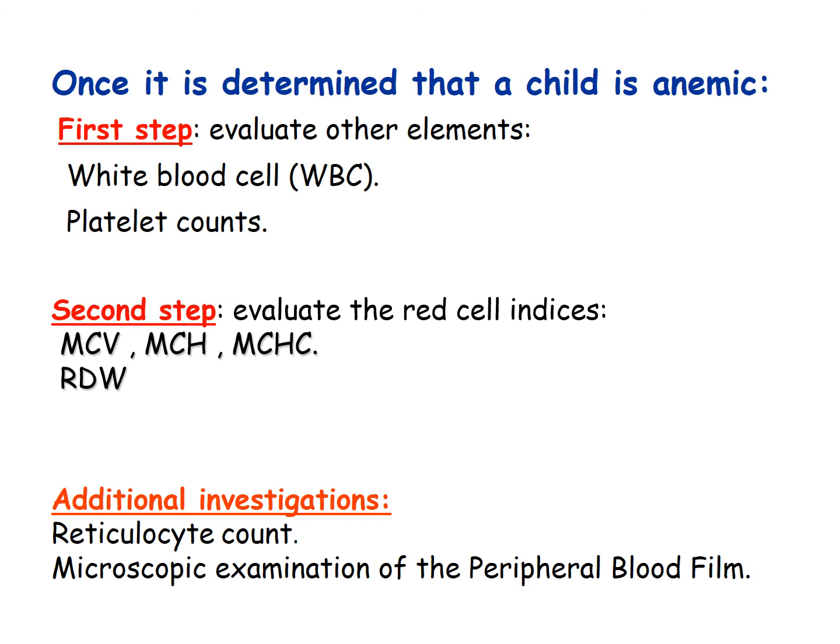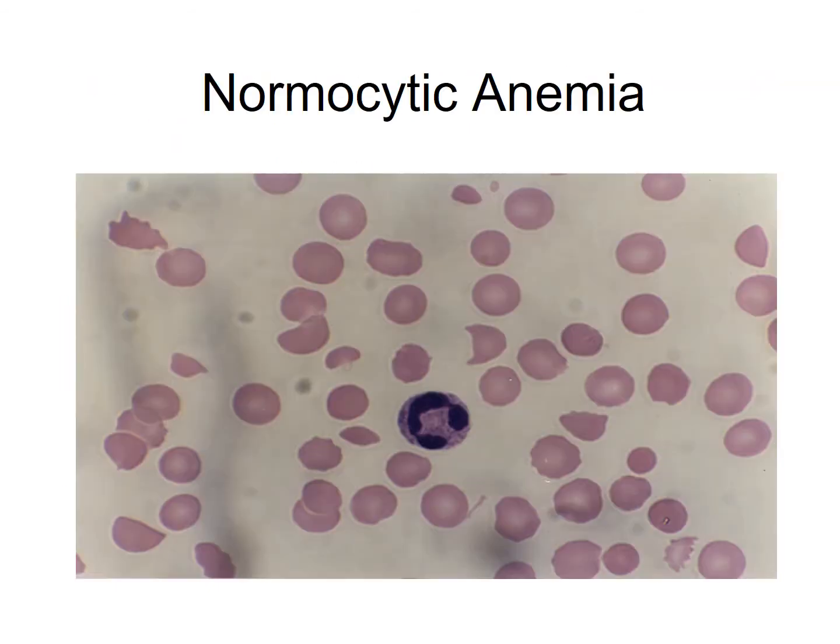And we have to see the red cell distribution width, because it can tell us, for example, in cases of microcytic hypochromic anemia, is it a case of iron deficiency or a thalassemia and so on? Do we have anisocytosis or not? And we have to do some additional investigations, like knowing the reticulocyte count is very important. And don't forget that we have to do a blood film.